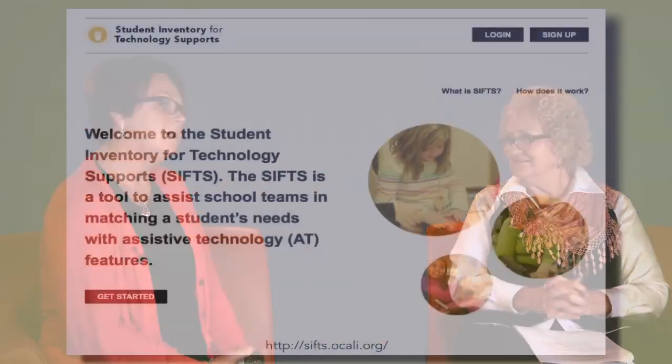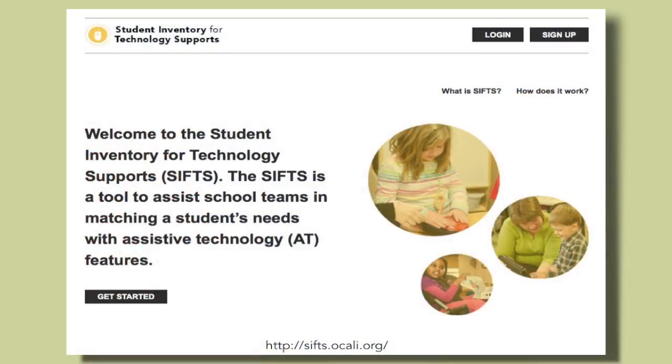Now there's another resource that you were going to tell us about as well. So can you talk about the SIFTs? Yes, SIFTs is a project that we started probably about 3 years ago as well. And what we came to realize is that school teams had a lot of difficulty with making that feature match of what their student needed to the technology products and the features of the technology products.